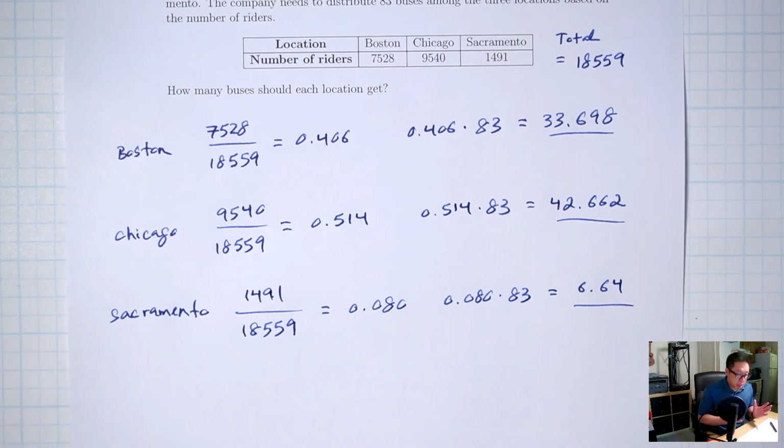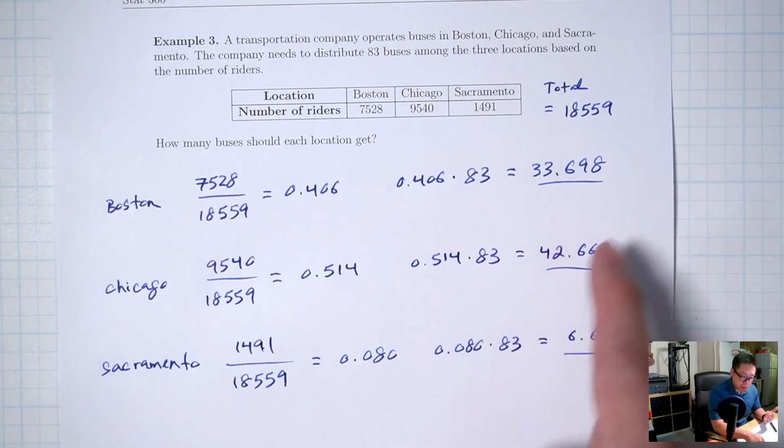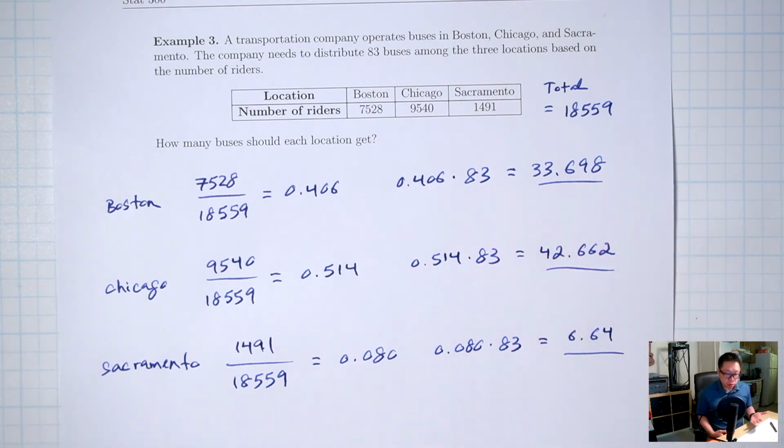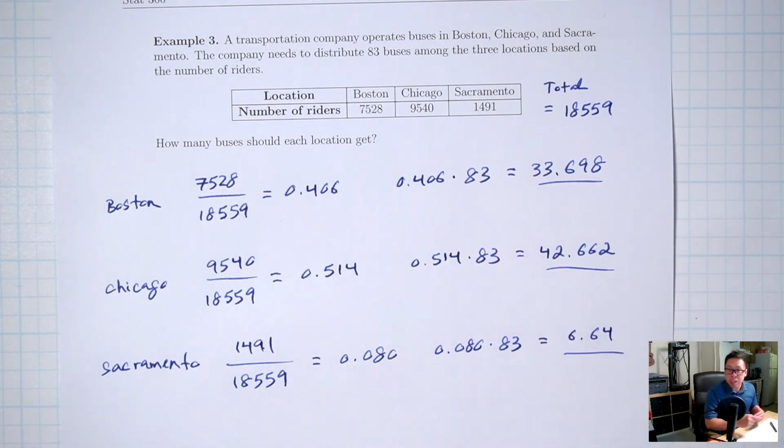So what we just found out is that Boston should get exactly 33.698 buses. Chicago should get exactly 42.662 buses. And then Sacramento should get 6.64 buses. Now, once again, it doesn't make sense to have 0.698 buses, so we do have to round here. So how should we round? So 33.6, right? That means I should round up.